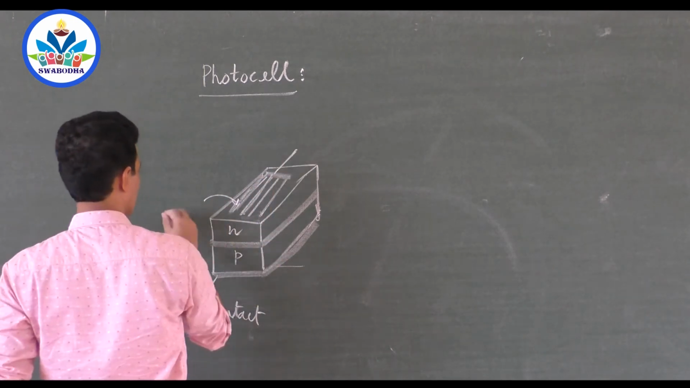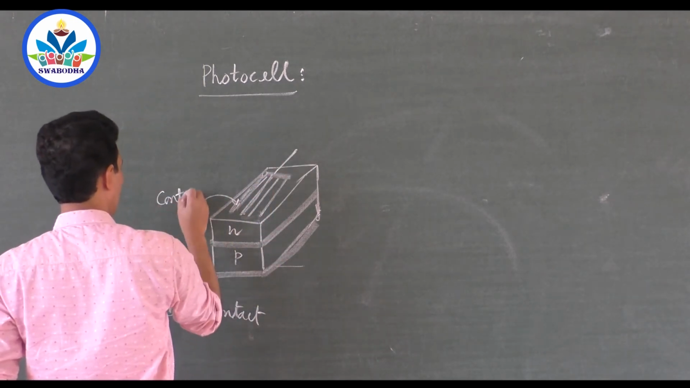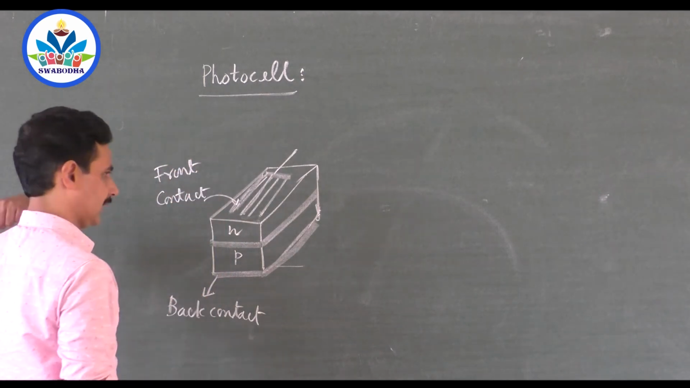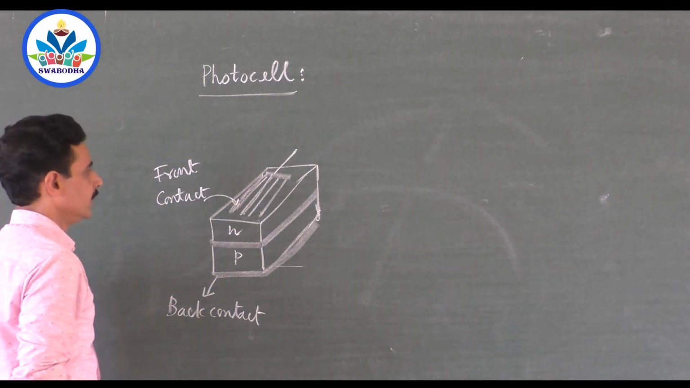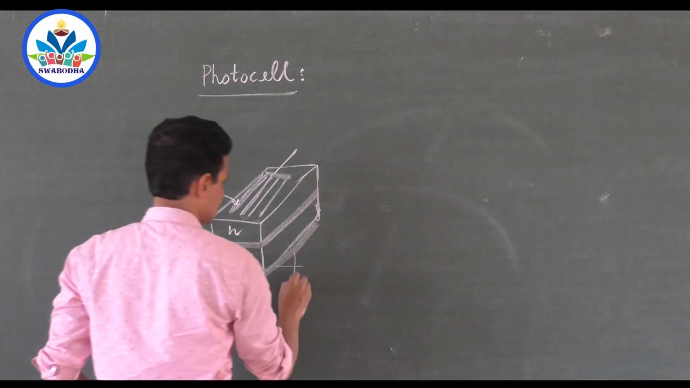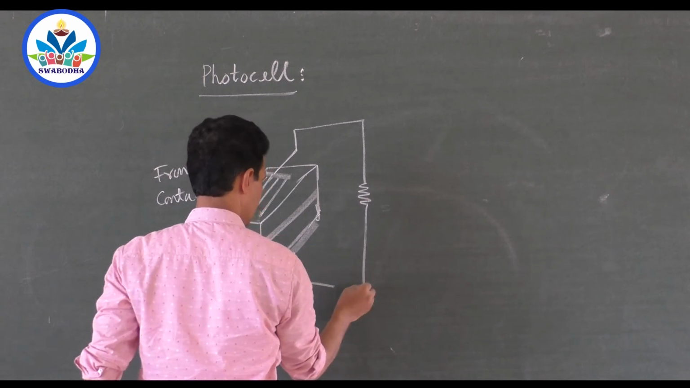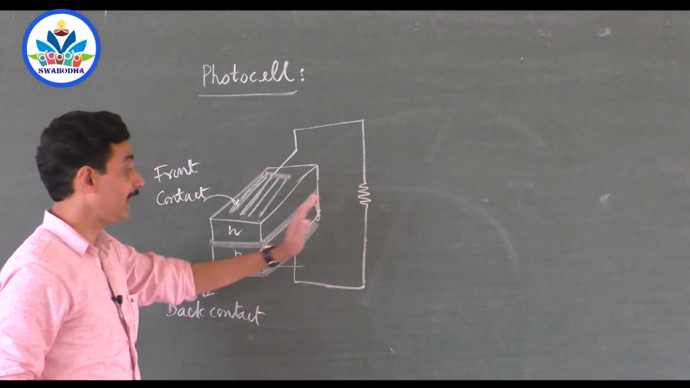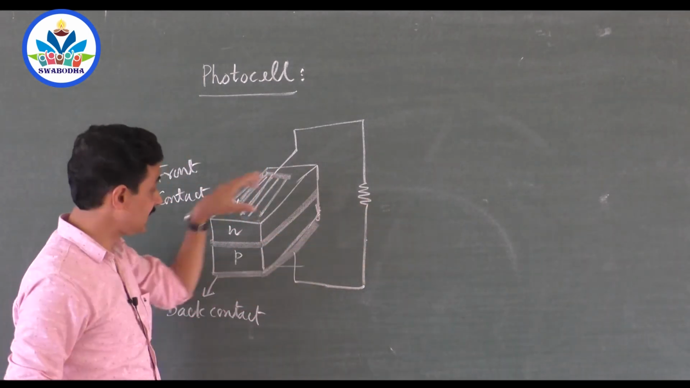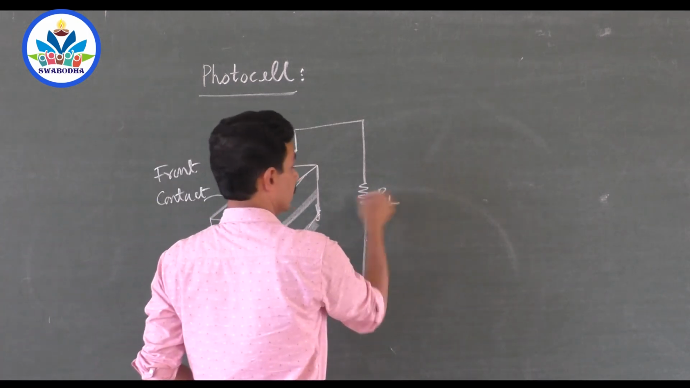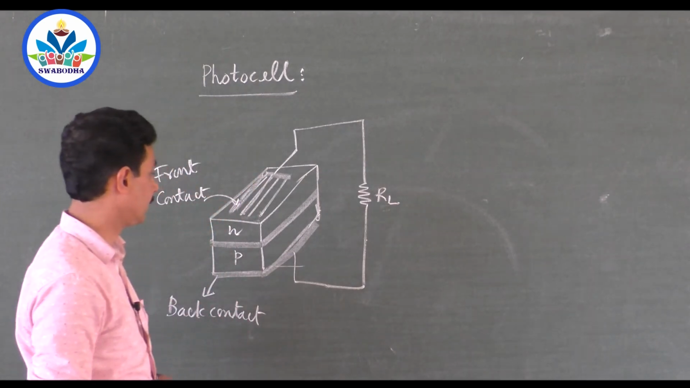So it is connected outside. Contact rods, front contact I can call. Front contact and back contact. Okay. So these two ends can be connected to a resistor. And do you need any biasing voltage? No. No biasing voltage, no extra battery, because this itself is a battery. It itself drives the load. You can drive the load here itself, right?